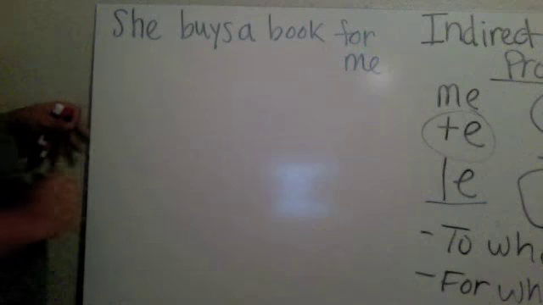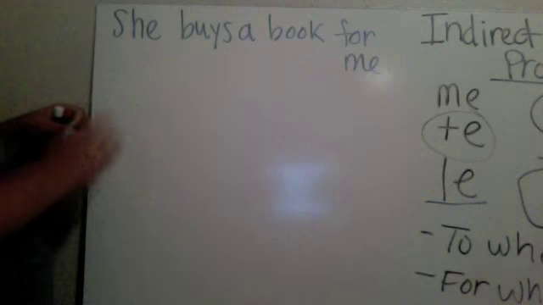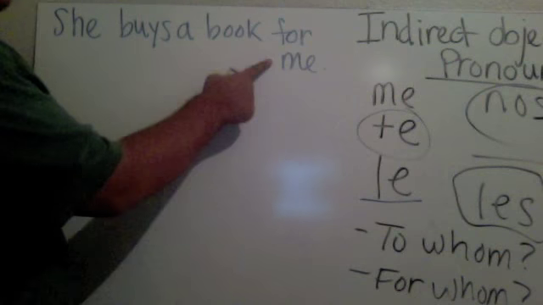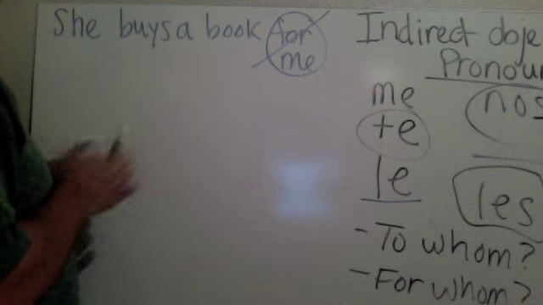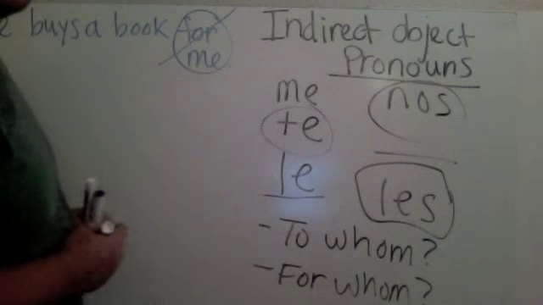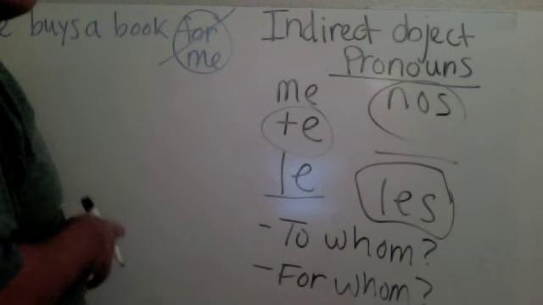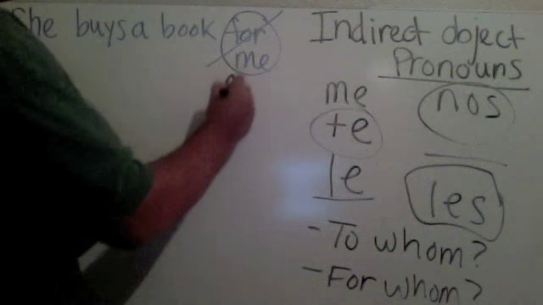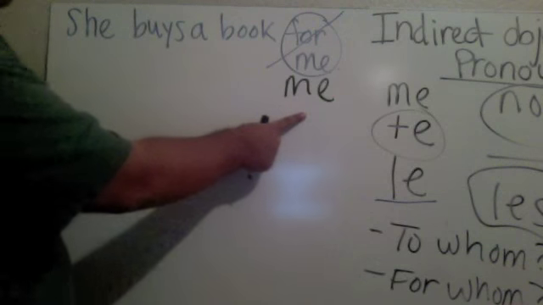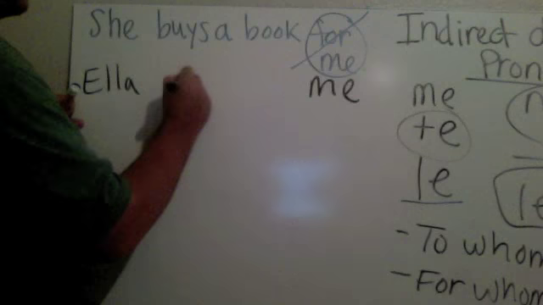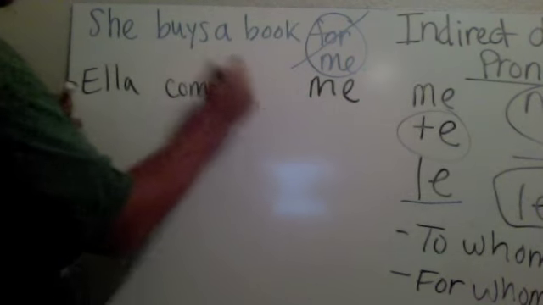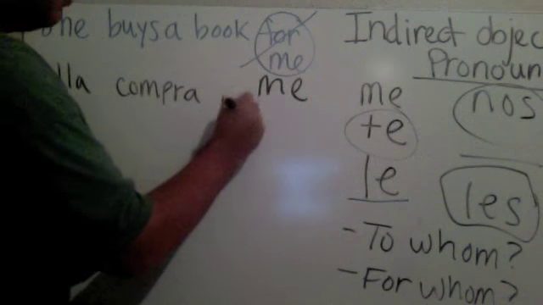In this sentence, what's our indirect object? She buys a book for whom? For me. We're going to replace that with, which one would you choose? Me. There's our indirect object pronoun. Now let's translate this into Spanish. Ella compra a book, un libro.